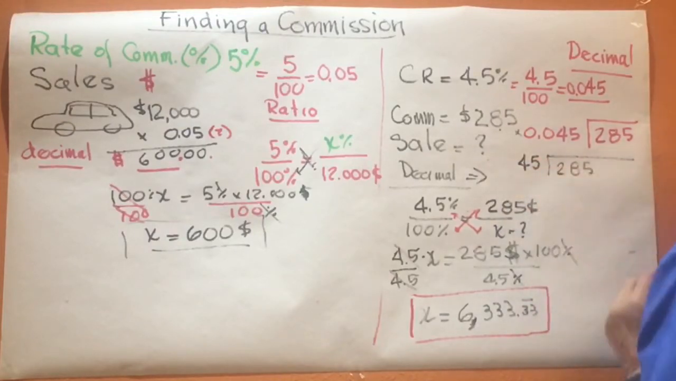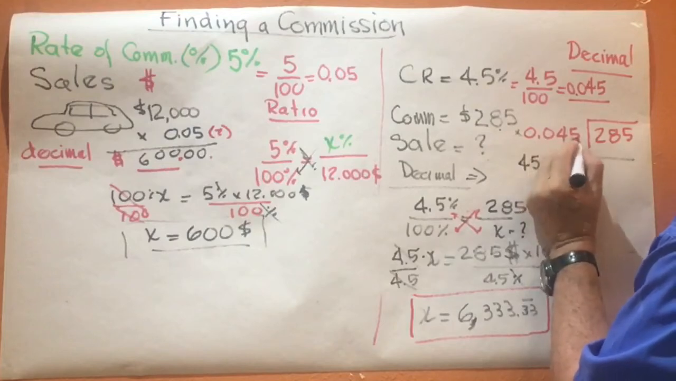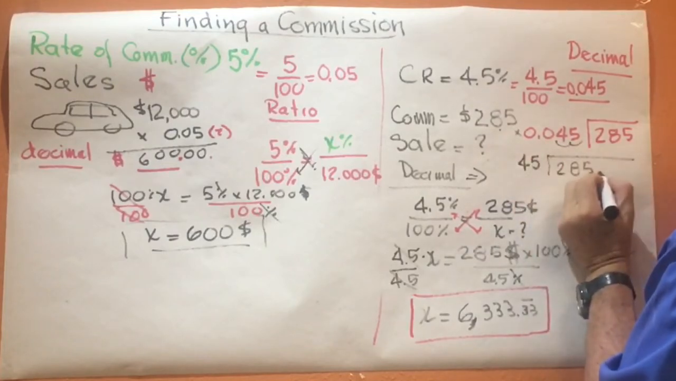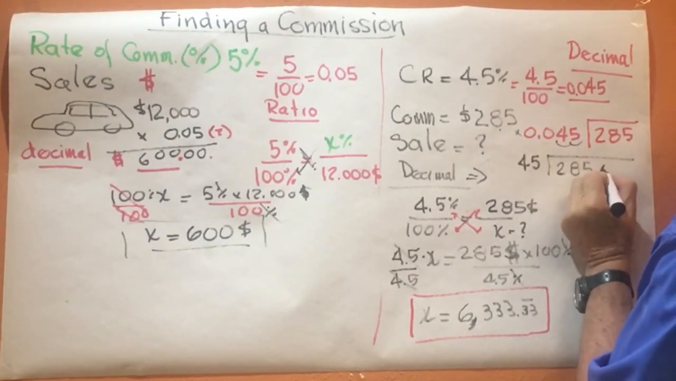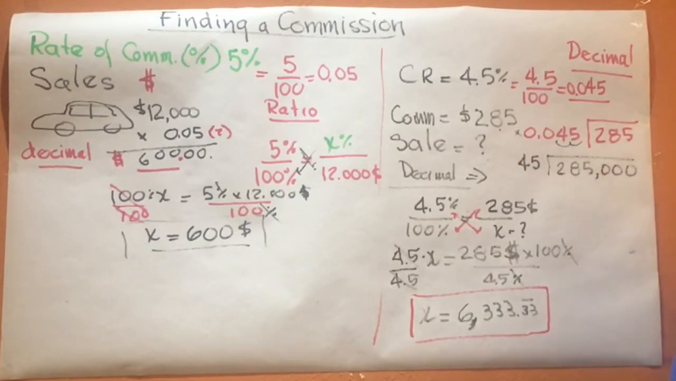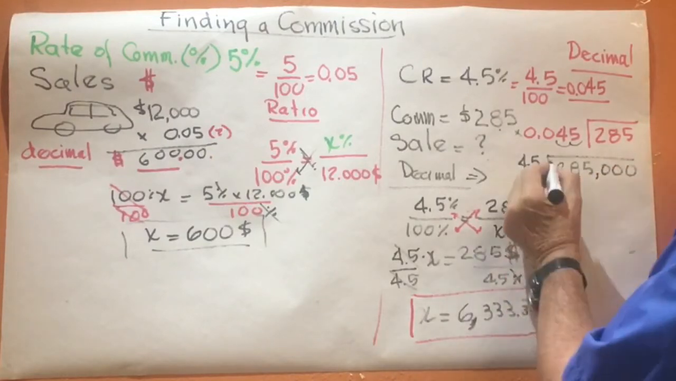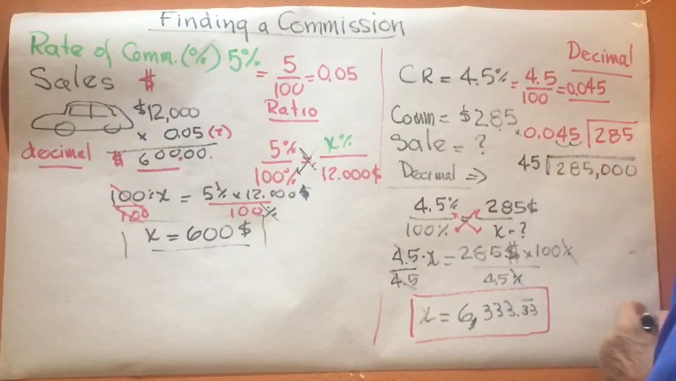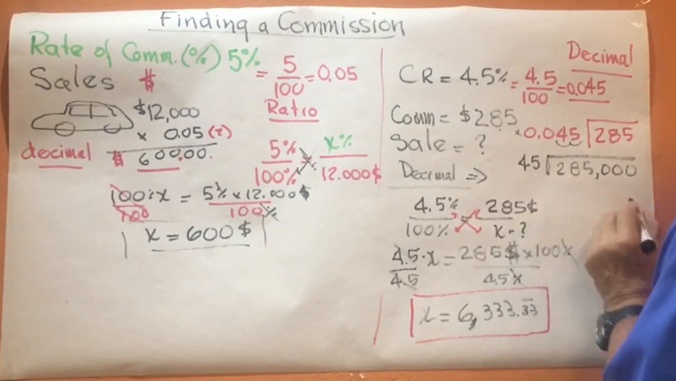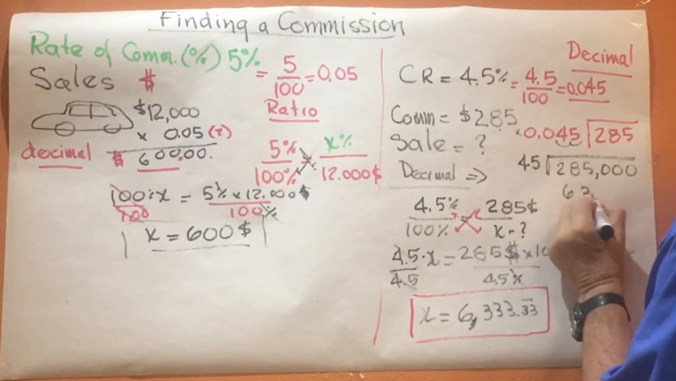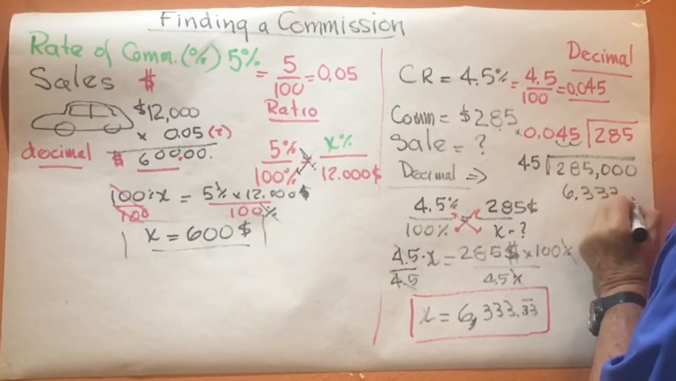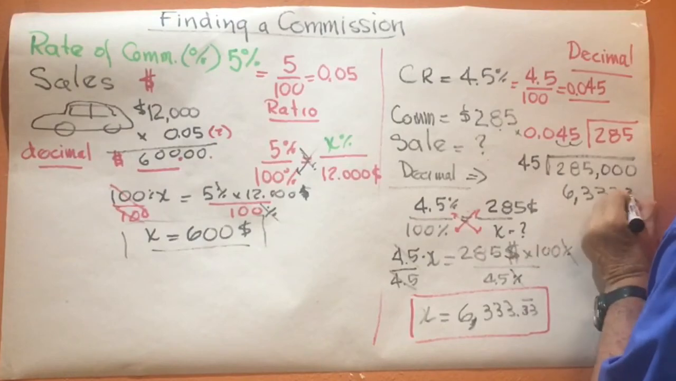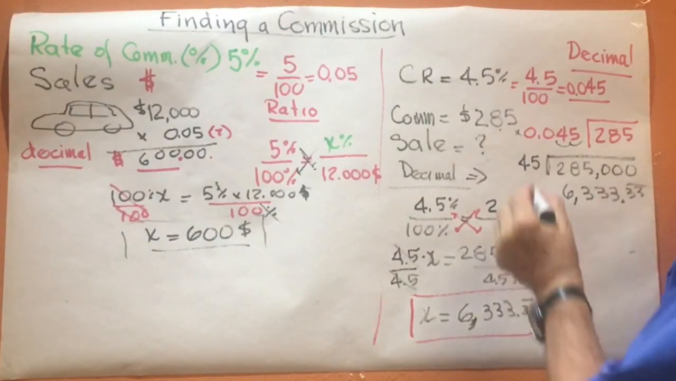How many places should I move? 1, 2, 3. 1, 2, 3. That means that I have to multiply by 1,000. So if I finish this division, my answer will be 6,333.33.